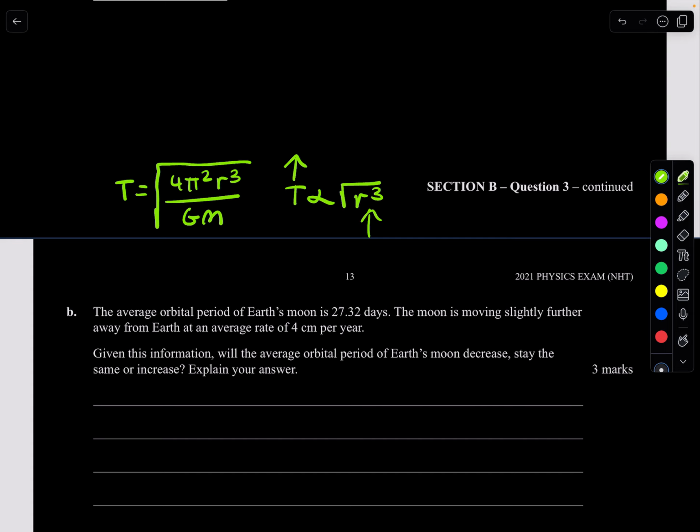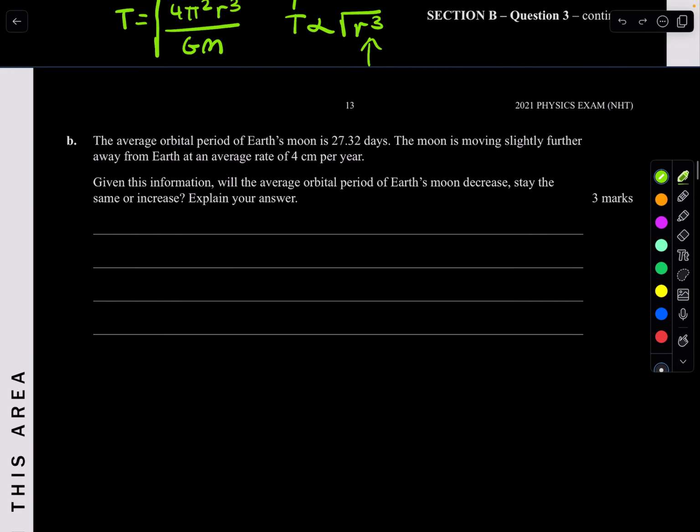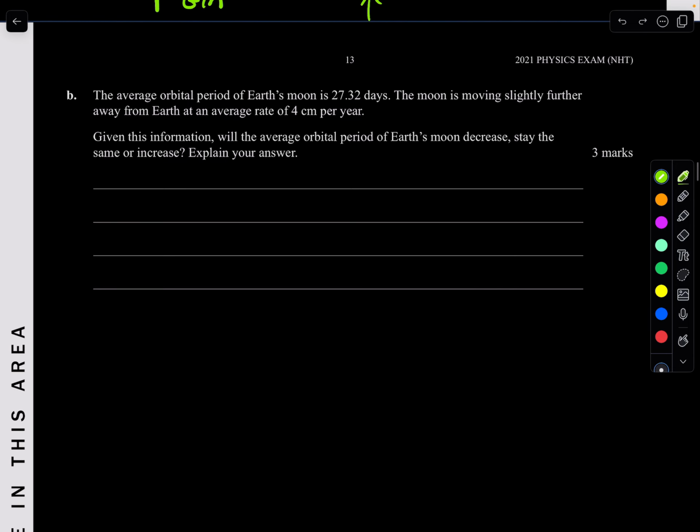So pretty much that's it. And so the way you would get those 3 marks is first stating that your period will increase, and then explaining it by using this law, which is Kepler's law, writing it down and stating this proportionality, that T is proportional to the square root of r to the power 3. And so hence, as the orbital radius increases, the period also increases. That should just give you those 3 marks. A nice easy 3 mark question there.